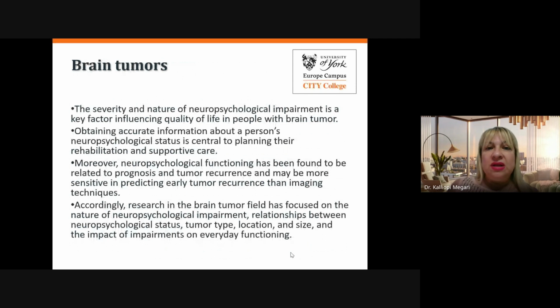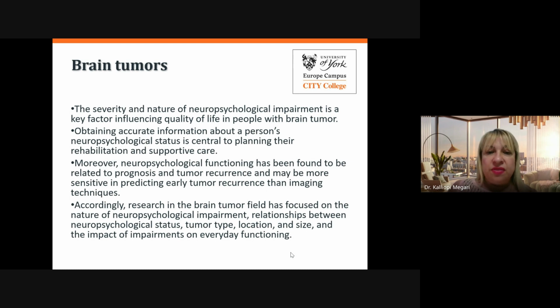Now, the severity and nature of neuropsychological impairment is a key factor influencing quality of life in people with brain tumor. Quality of life is a very important aspect when we are talking about patients with cancer, and when we are talking about brain tumors. Obtaining accurate information about a person's neuropsychological status is central to planning their rehabilitation and supportive care. Moreover, neuropsychological functioning has been found to be related to prognosis and tumor recurrence, and may be more sensitive in predicting early tumor recurrence than imaging techniques.